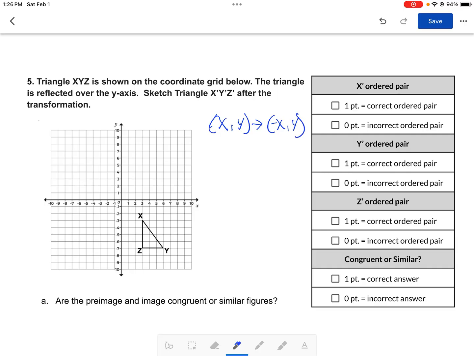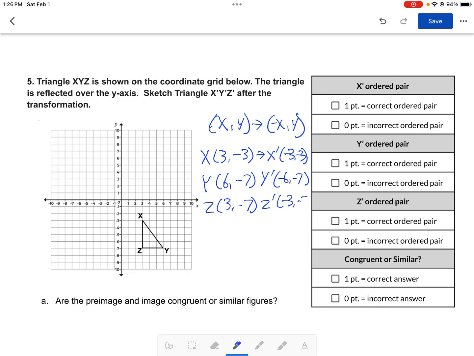So my original coordinates for X are 3 and -3. For Y, 6, -7. For Z, 3 and -7. So my new coordinates for X prime are going to be -3, -3. For Y prime, -6, -7. And then for Z prime, -3, -7.